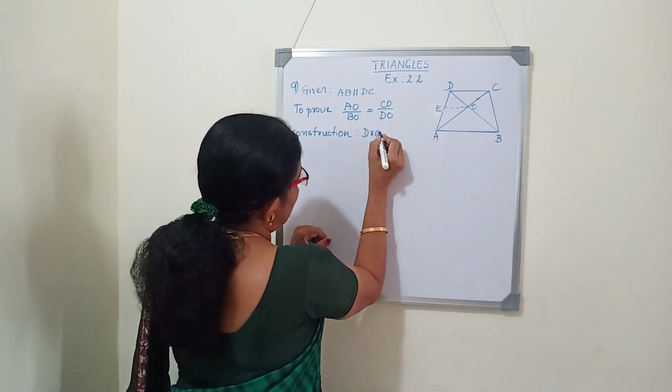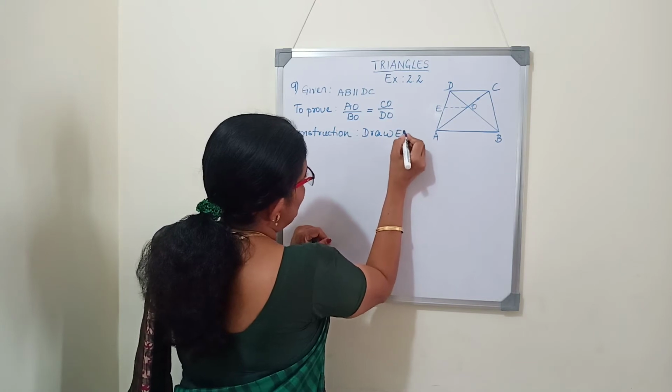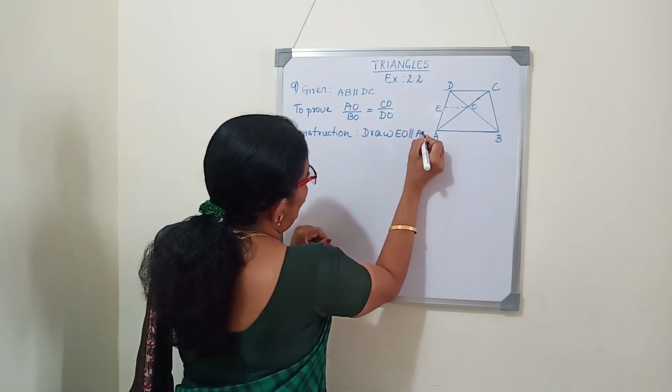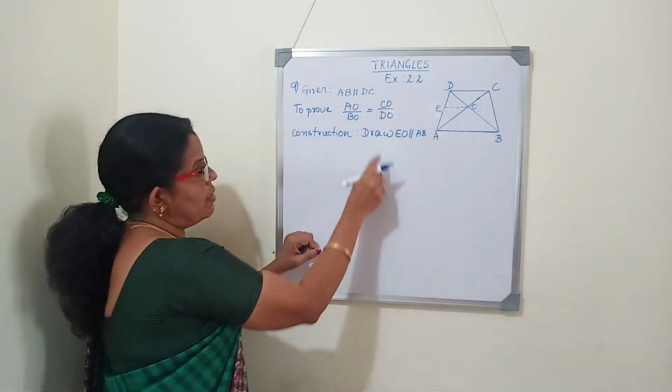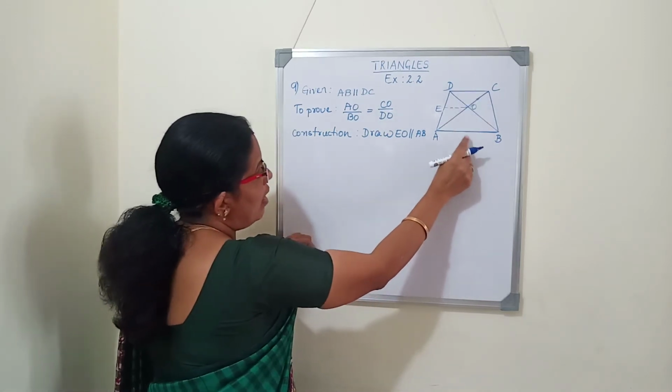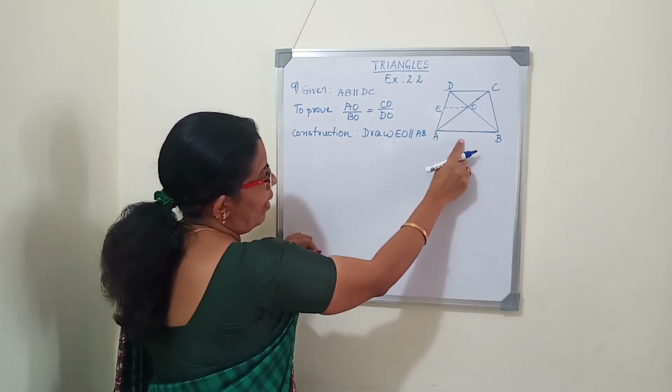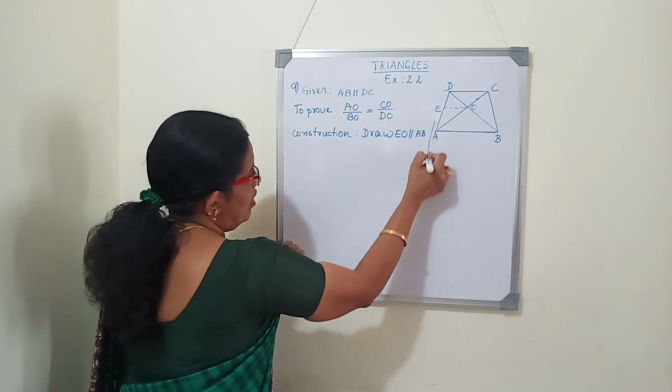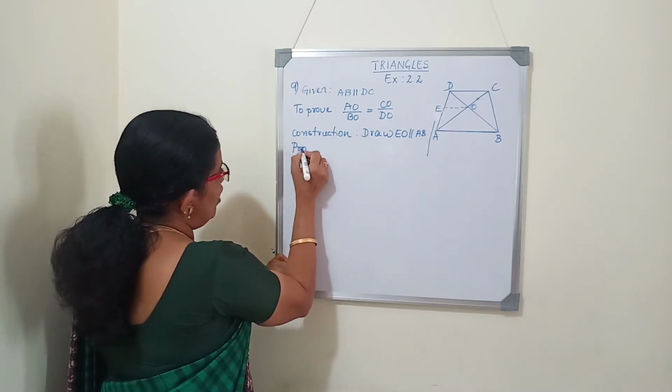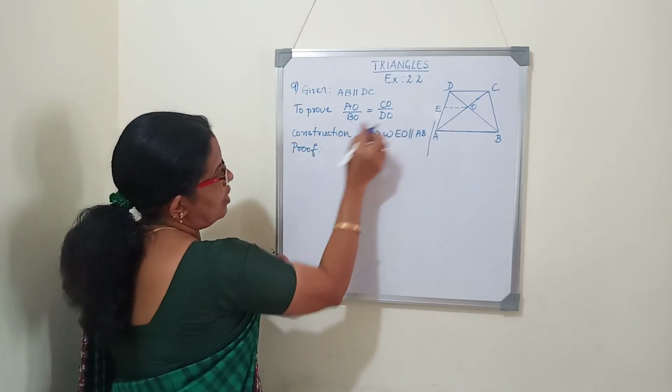Draw EO parallel to AB. Already ABCD is a trapezium, opposite sides are parallel. Now we constructed EO parallel to AB. Now we will start the proof. We have to prove that these two ratios are equal.